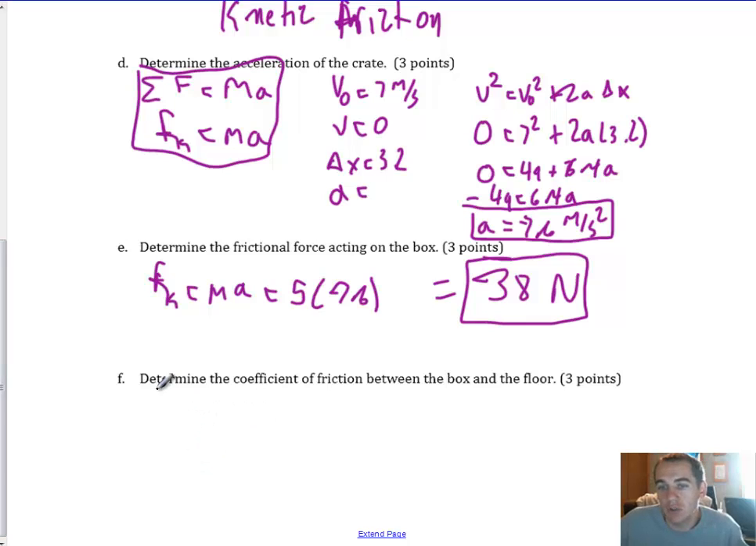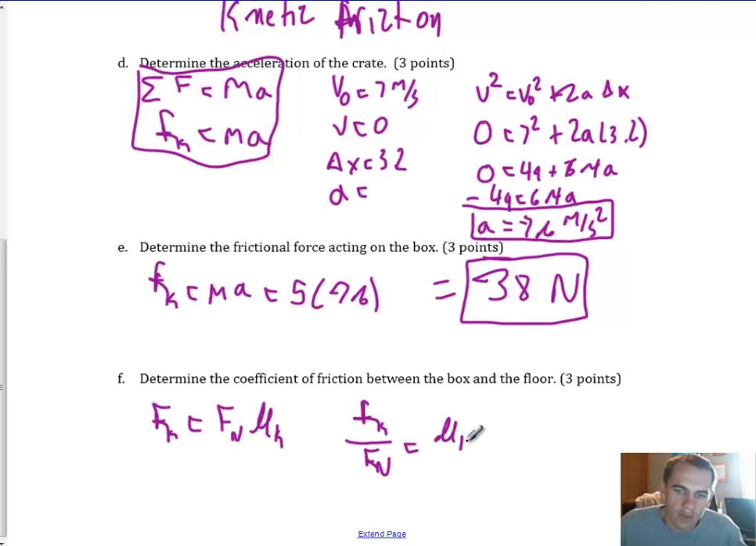Determine the coefficient of friction between the box and the floor. Well, the coefficient of friction only appears in one equation, and that equation is the kinetic frictional force equals the normal force times the coefficient of friction. Which means if I have the frictional force and the normal force, I can calculate the coefficient of friction. So Fk divided by Fn equals the coefficient of friction, and I have all this information.